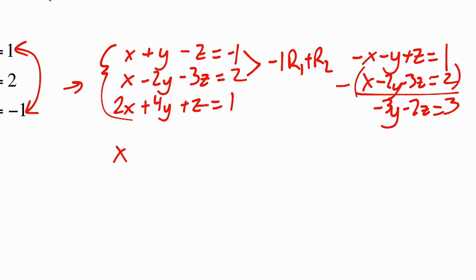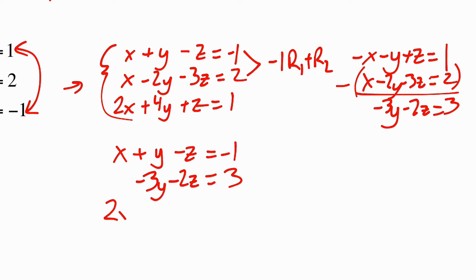So row 1 is still that now new simplified version, x plus y minus z equals negative 1. Row 2 we're going to replace with what we just found. We got negative 3y minus 2z equals 3. And row 3 we've got 2x plus 4y plus z equals 1. Now, again, we're trying to get it so that the first row has all three variables. Got that. Second row has just y and z. Got that. Now we're going to try to pick away and work at the third row and try to get rid of the x and the y so that it only has z.